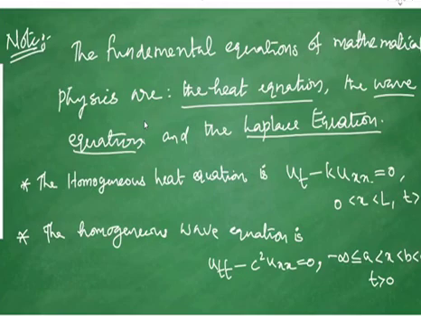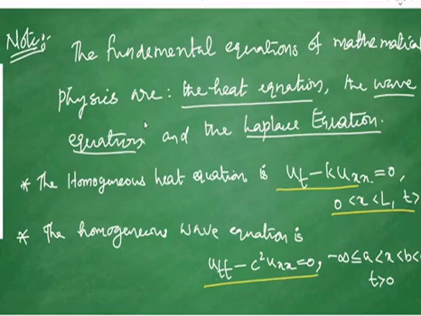And the homogeneous wave equation is of the form utt minus c square uxx equal to 0, where minus infinity is less than or equal to a less than x less than b less than or equal to infinity, and t greater than 0. These equations we will consider later. We will study them in detail in the later classes.